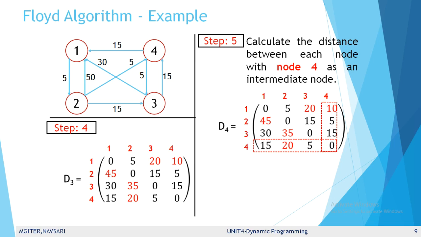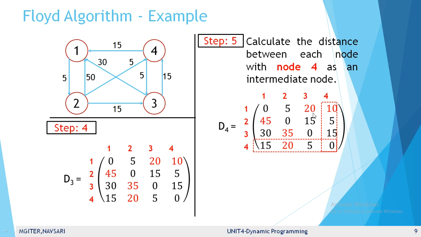Now for 1 to 2. Here 1 to 2 is 5, and 1 to 4 is 10 plus 4 to 2. 4 to 2 is 20. 10 plus 20 is 30. Now 5 is less than 30. So here no need to change.